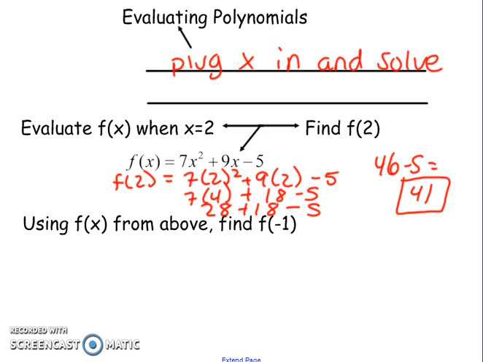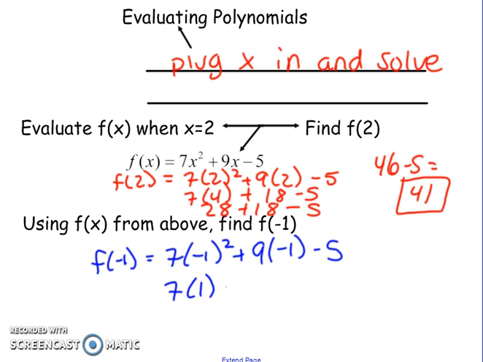And we're going to do the same thing now with negative 1. So we're going to plug in negative 1 for x. So 7 times negative 1 squared plus 9 times negative 1 minus 5. So that's going to give me 7 times 1 minus 9 minus 5. So I'm going to get negative 2 minus 5, which is negative 7.